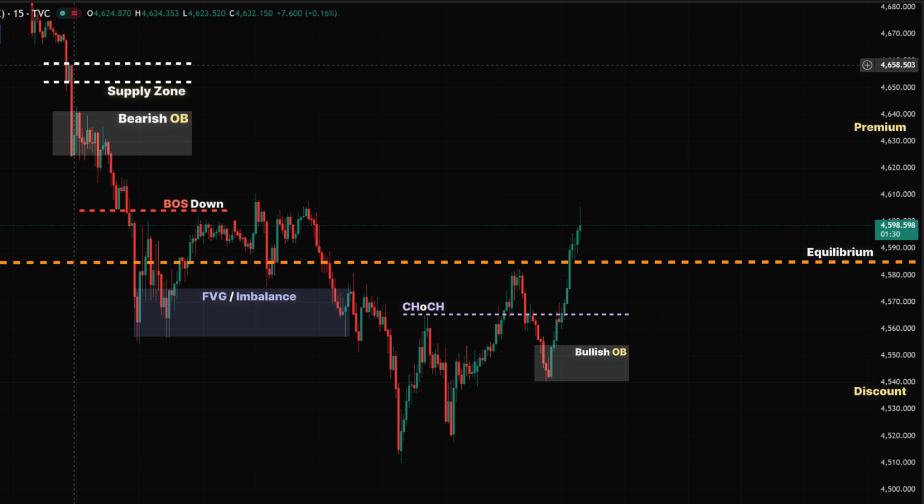Displacement matters because it shows intent. A weak bounce can be noise, but a strong aggressive move suggests that buyers are actually stepping in with force. Then, price breaks above the previous high on the right side, marked as BOS up. This is one of the clearest confirmations on the chart. Before this, the bullish idea was developing. After this break, buyers have proven that they can break structure to the upside. This gives the chart a short-term bullish narrative.